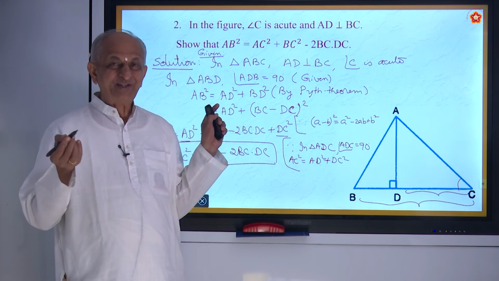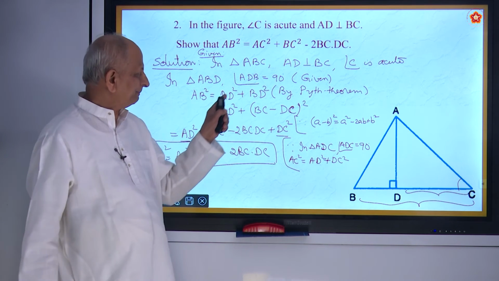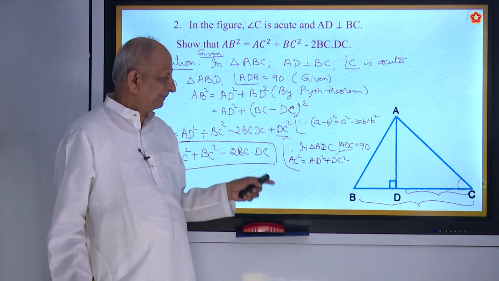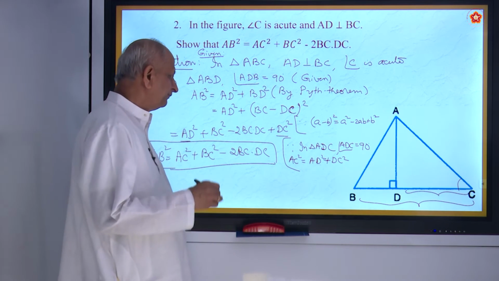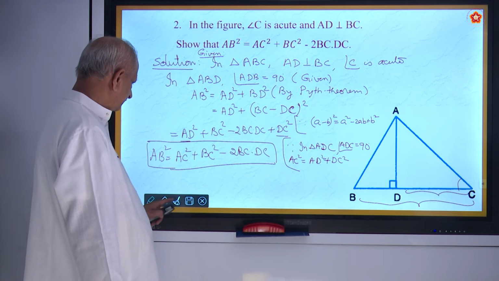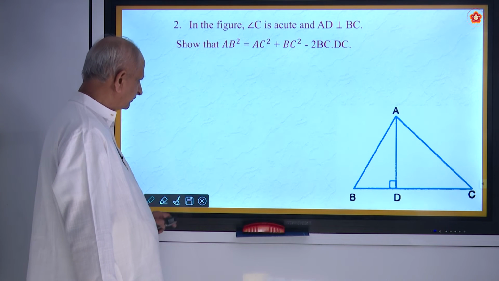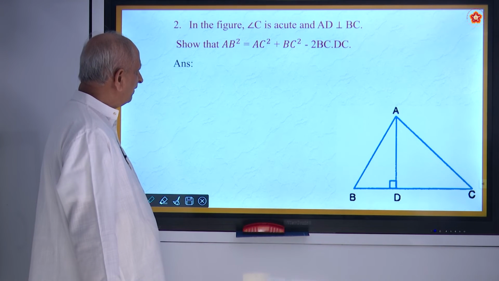Similarly, there is one more question about obtuse angle. Then you get plus here. Instead of minus, it becomes plus. It's called a rider based on the theorem. Okay. Shall we go to next sum? Okay. Next problem.